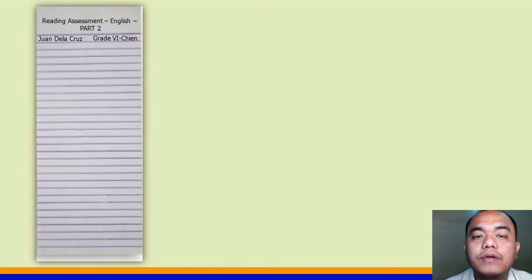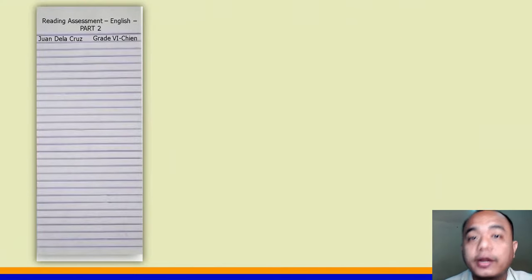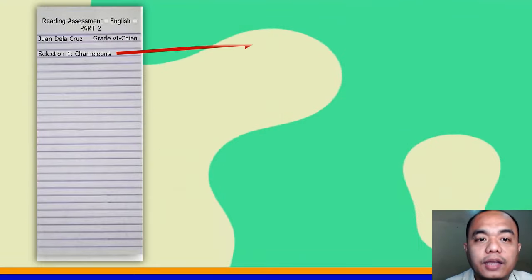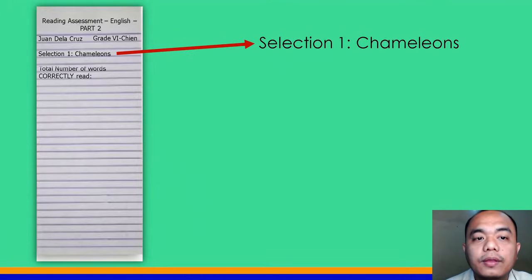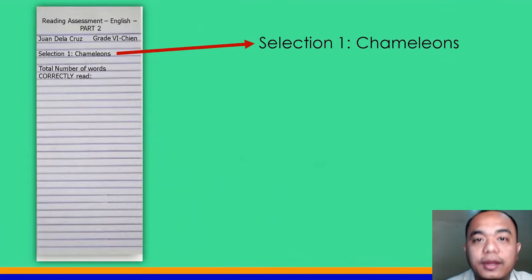And then, you write at the top of that paper, Reading Assessment English Part 2. And then, after that, Selection 1, write over here. And then, you write total number of words correctly read.